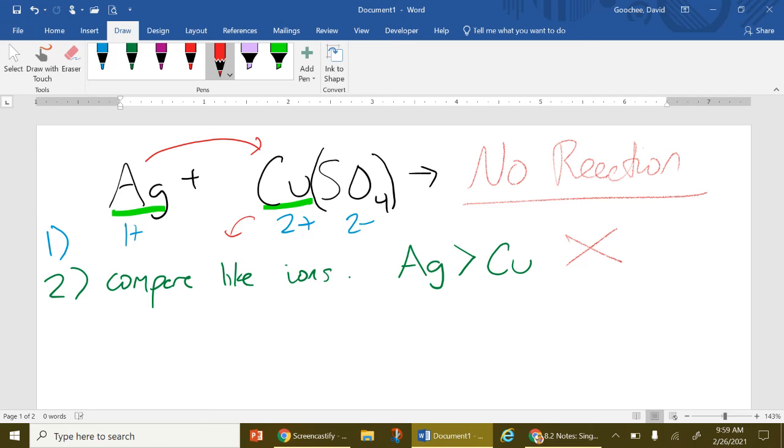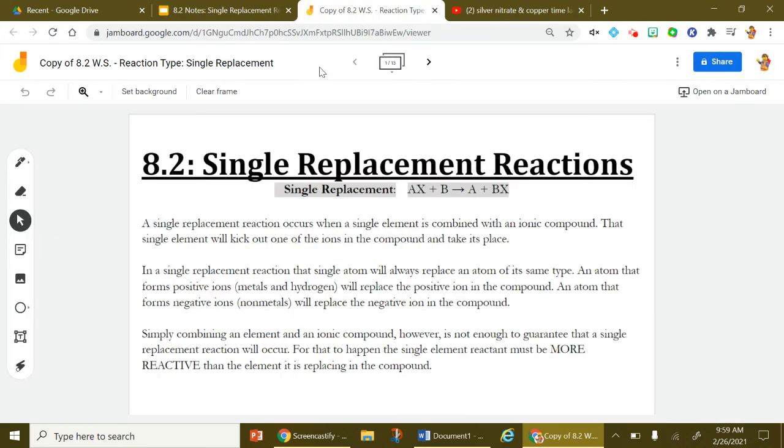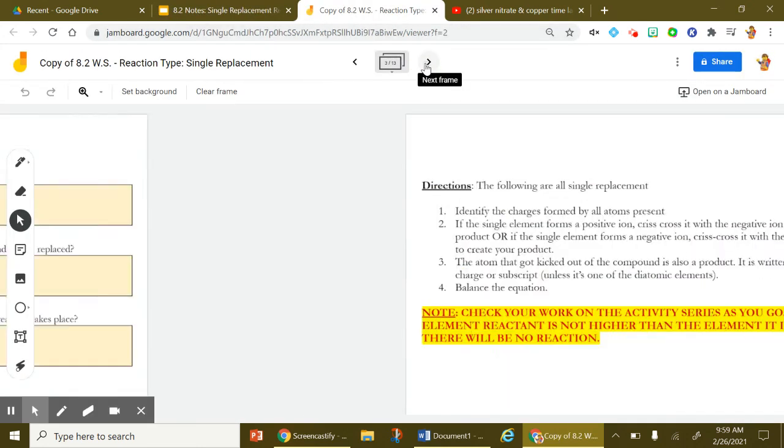That's it. You don't have to crisscross. You don't have to balance, all right? This reaction doesn't occur because copper is higher, all right? Copper is higher, okay? Cool. Let's do one more problem. And this time I'm going to show you how you're doing this in your homework, okay?